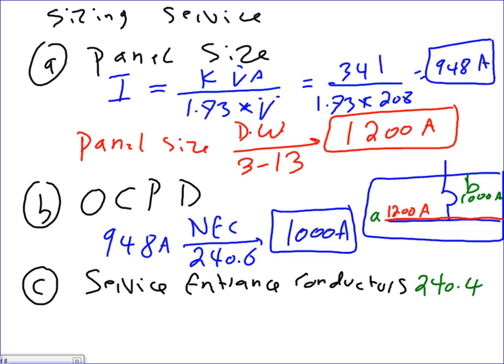240.4. If you go to 240.4, guys, it says if it's higher than 800 amp, which we are, then you have to match the overcurrent protection device. You don't need to know that one. 240.6 is the standard ratings of overcurrent protection devices. B and C. In this case, it's C. Yeah, 240.4(C).